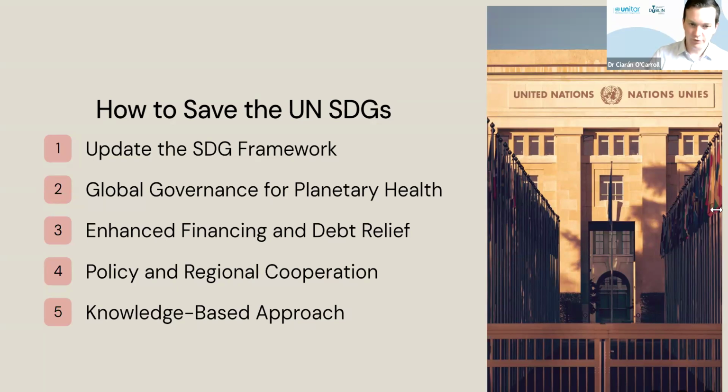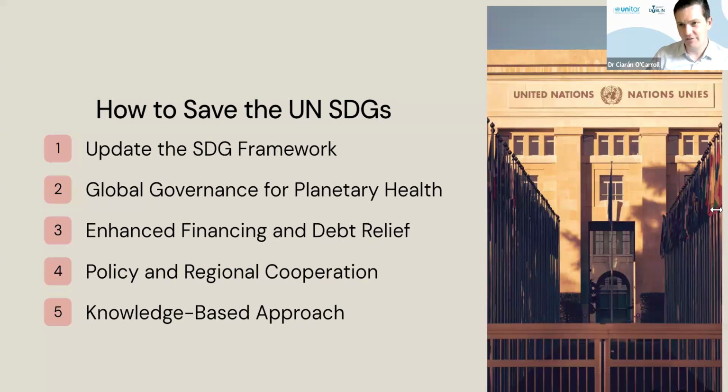Number 4, policy and regional cooperation. We need countries to be able to cooperate, work together in financial frameworks, in fair banking systems, like the African Union, to coordinate to build green energy grids. Asian countries to be able to do the same, to have shared marine resources and tackle problems together.